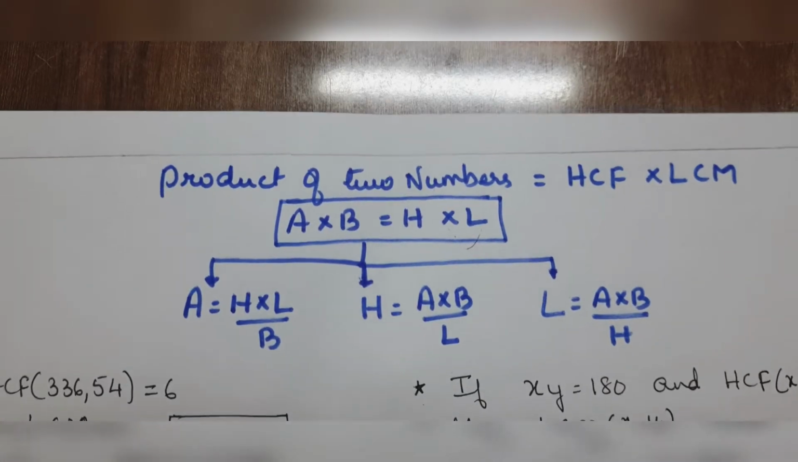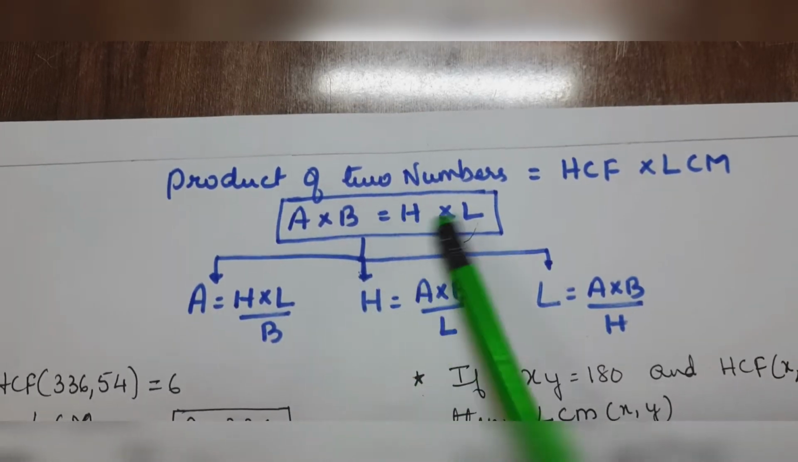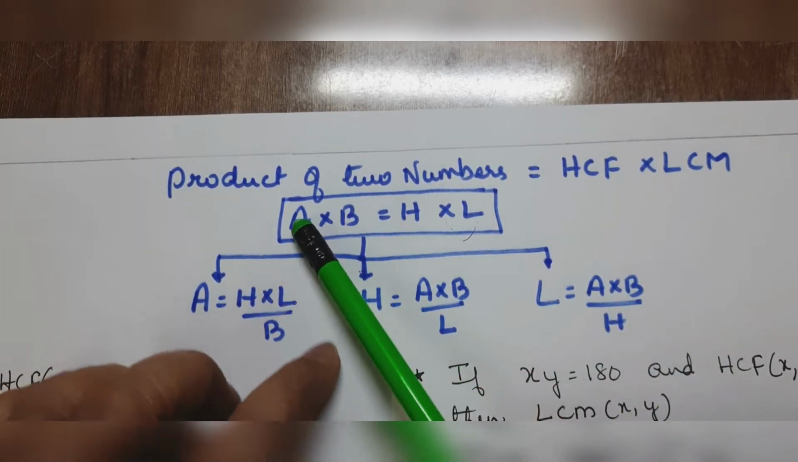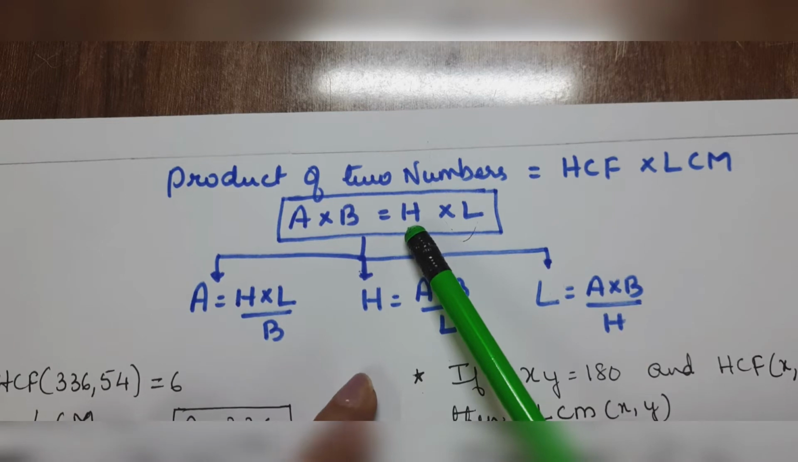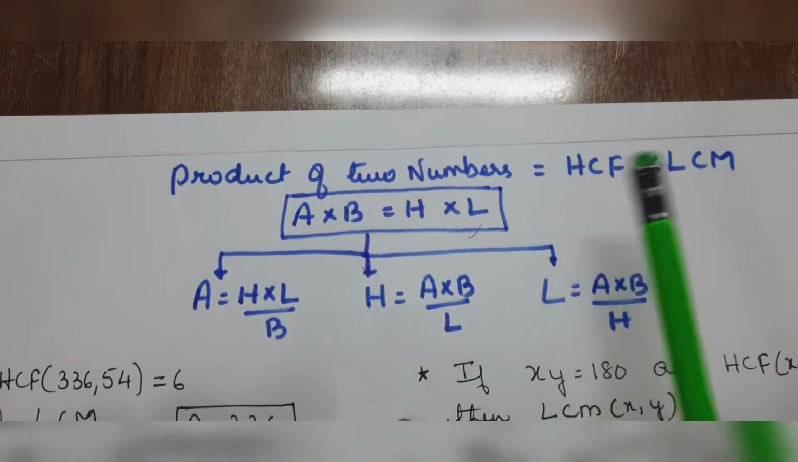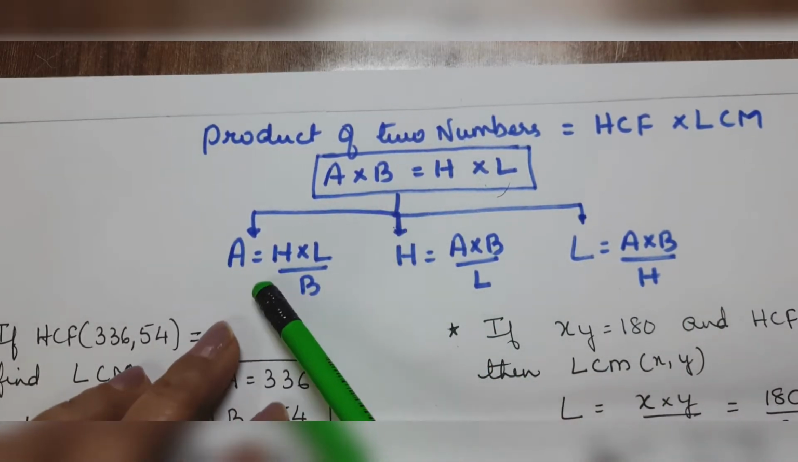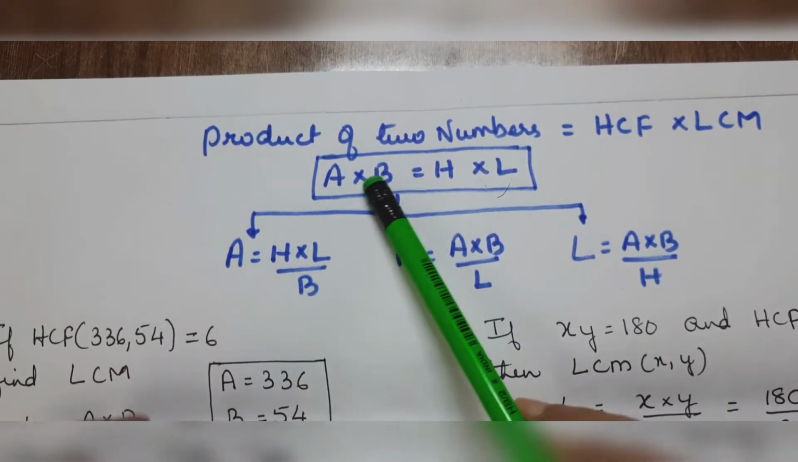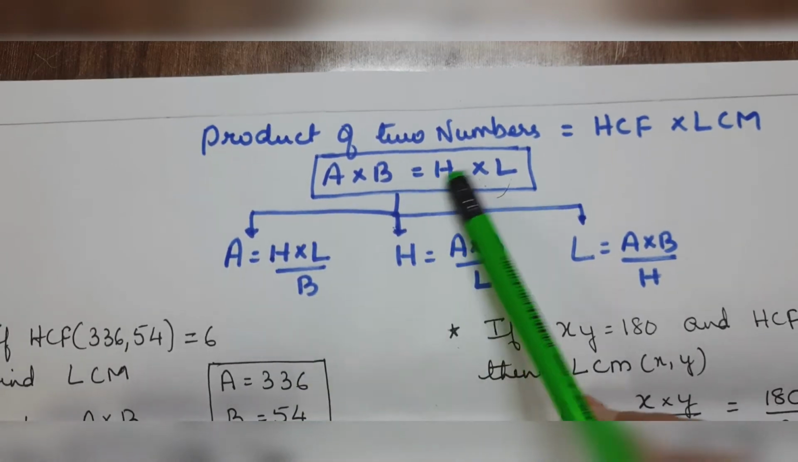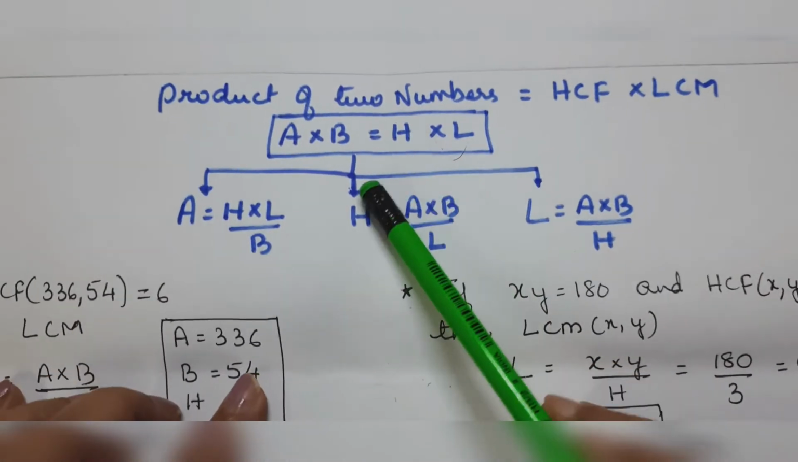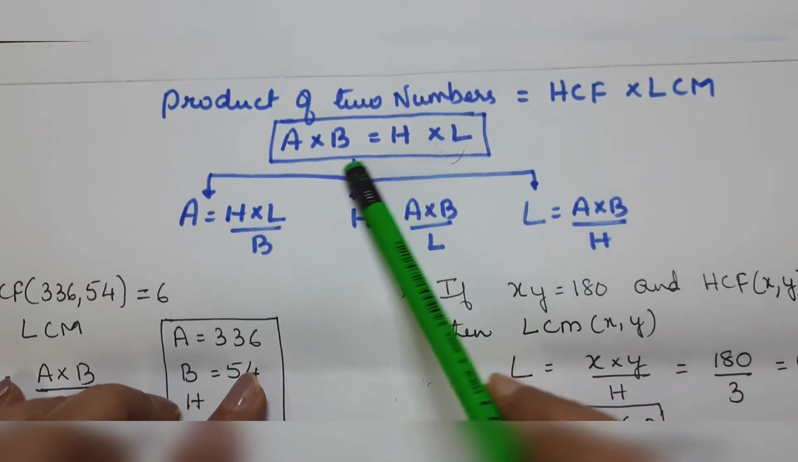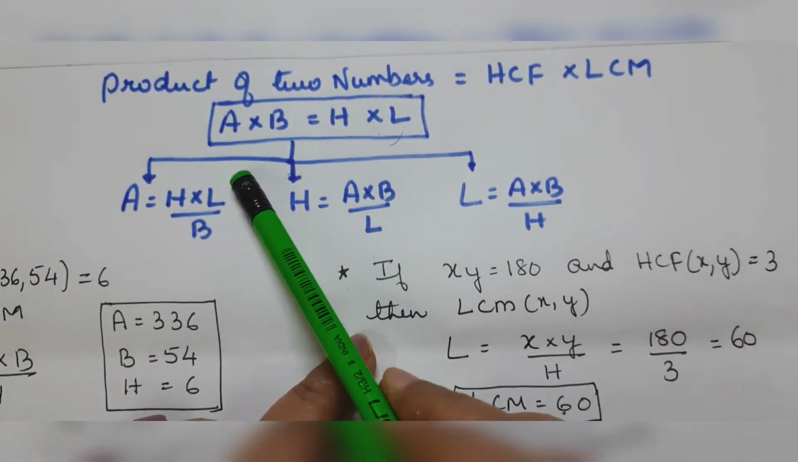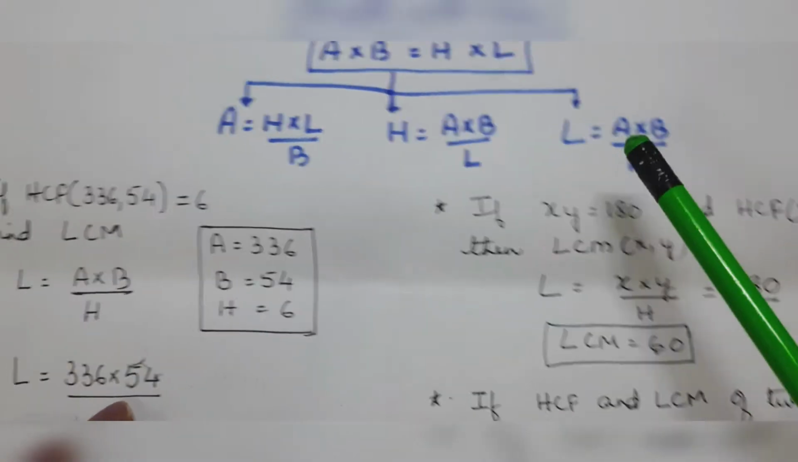Our next concept is that the product of two numbers is equal to HCF into LCM. If I take the two numbers as A and B, then A into B is equal to H into L, where H is HCF and L is LCM. The same formula can be put in this form for either number; it's not necessary it should be A only, it goes for B as well. H into L divided by B, or if you have to find HCF, then A into B divided by L, or if you have to find LCM, then A into B divided by H.